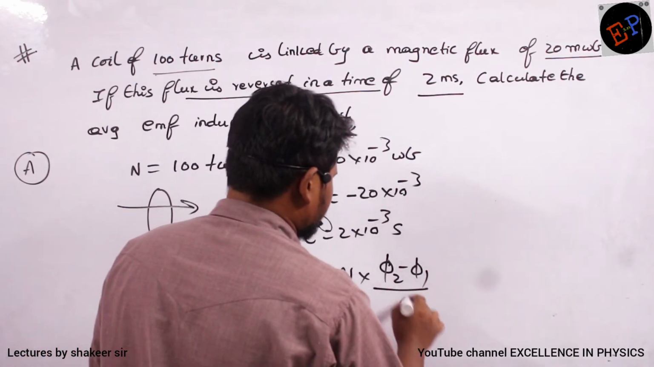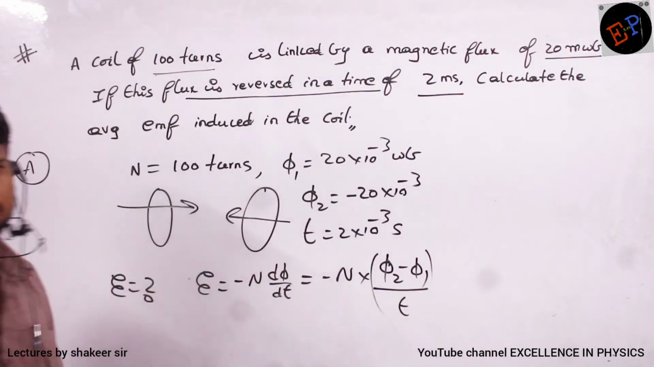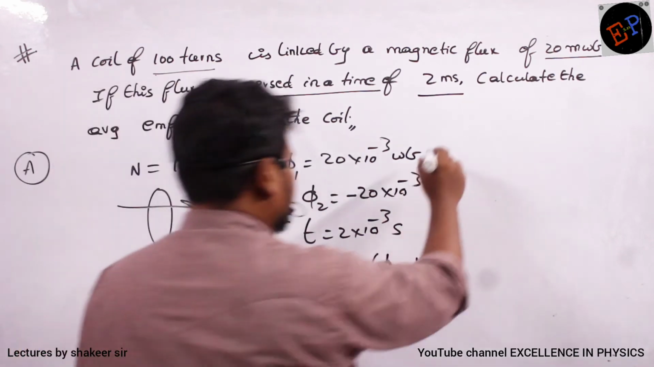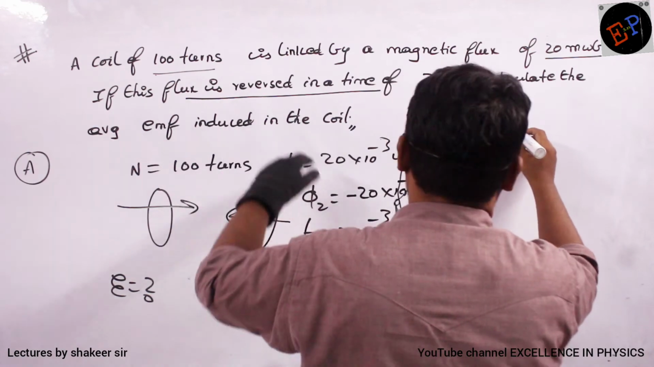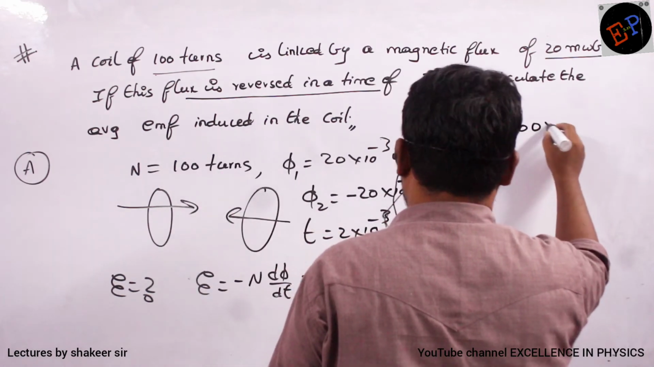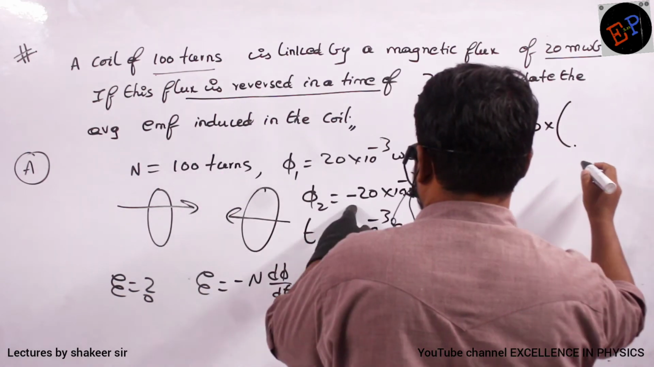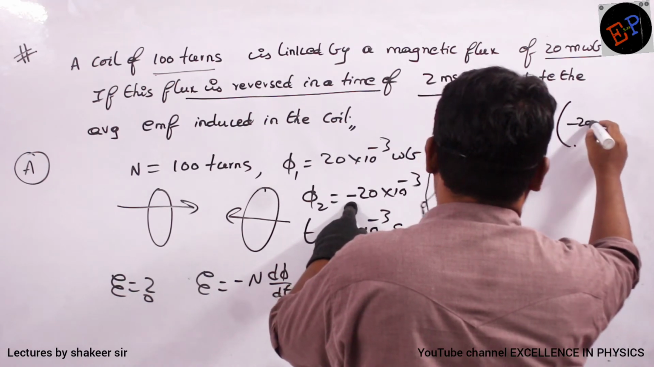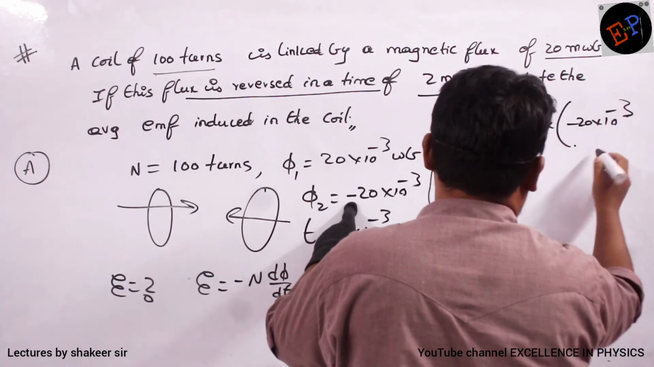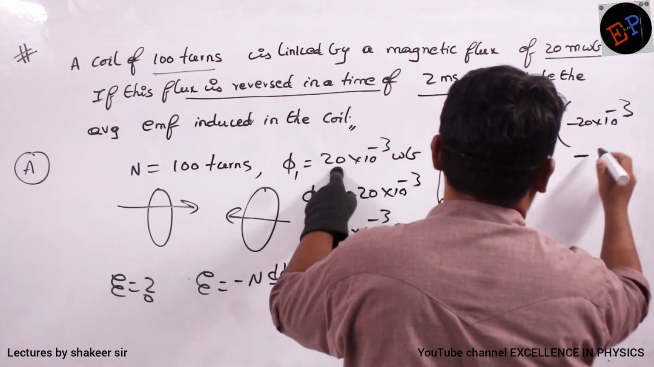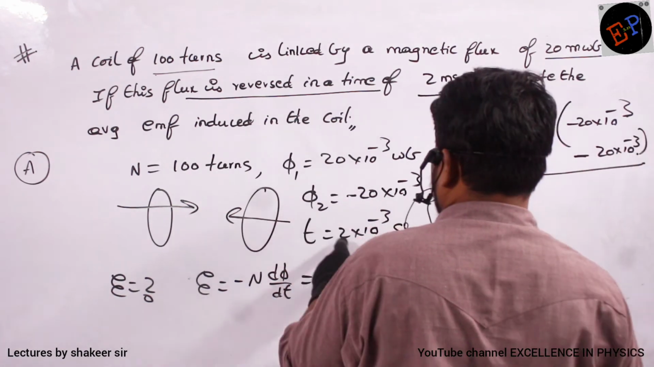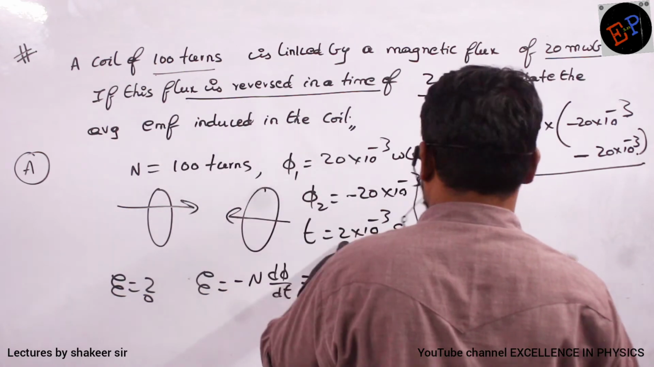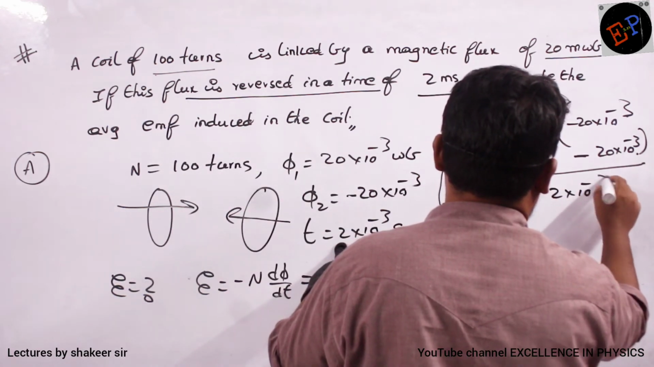Divided by time taken. I can write like this, no? Are you able to understand? So therefore, now substitute all the values. E is equal to N value is 100, minus 100 multiplied by phi 2 value is minus 20 into 10 power minus 3, minus phi 1 value is 20 into 10 power minus 3, divided by time taken. How much is the time taken? Time taken is 2 into 10 power minus 3.